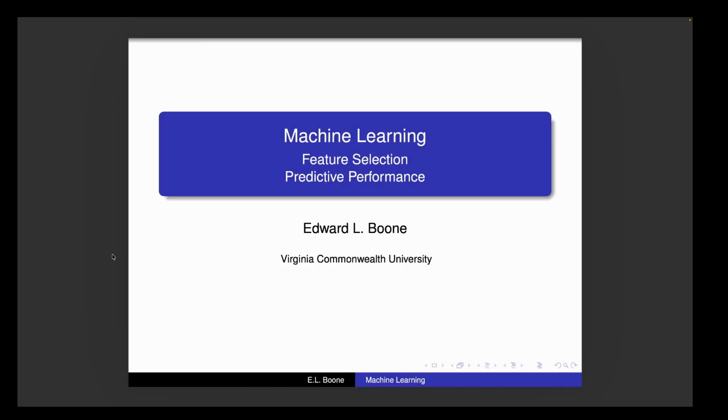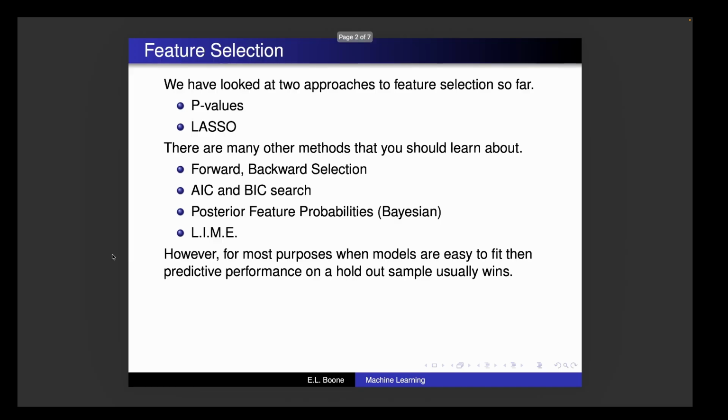Welcome to machine learning. Feature selection, we're going to look at predictive performance this time. So we've looked at two approaches so far. We've looked at p-values and lasso. There's lots of other methods that you should learn about. Forward, backward selection, AIC and BIC search, posterior feature probabilities, which is a Bayesian approach.